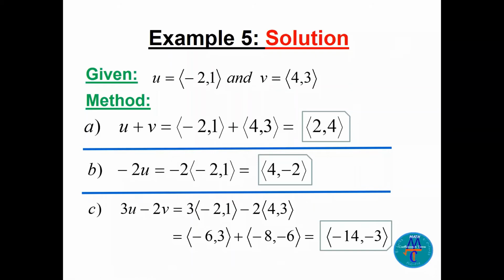Now, if we look at the solution of example 5, given the vectors u and v, I wrote them here again. So u plus v, just add minus 2 and 4, you get 2, 1 and 3, you get 4, so that will be 2, 4. Minus 2u, just multiply the vector u by minus 2, so we get 4 and minus 2. Here we have to do some work. 3u, so I multiply 3 times the vector u, minus 2, 1. Minus 2, multiply the vector v is 4, 3. So here becomes minus 6 and 3. Here I can include the minus 2 inside, and then I will add to make it easy. So I can take minus 2 times 4, minus 8, minus 6. Then when I add, I get minus 14, minus 3 is the vector.